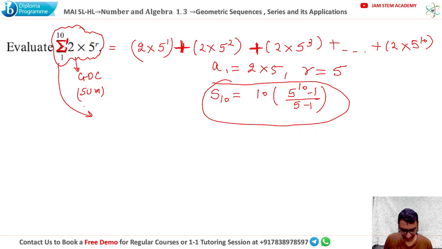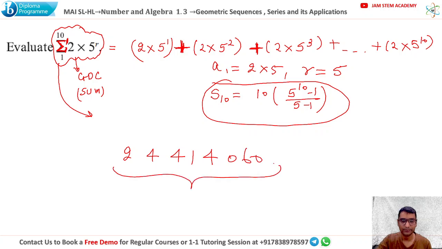And when I enter these points, I'll get the answer as 2441460. This much. That's the answer. So either use GDC or use the geometric progression to calculate this sigma.